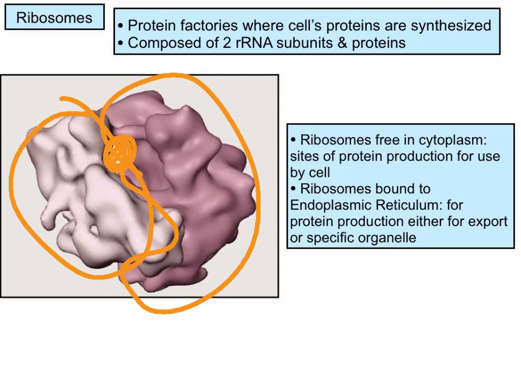Now, ribosomes can be either free in our cytoplasm, so floating around, and these generally are sites of protein production for use by the cell. So if the cell is going to use the protein, then generally it's made on ribosomes that are floating around in the cytoplasm. Or ribosomes can be bound to our endoplasmic reticulum, and these tend to be sites of protein production for either export or for a specific organelle within the cell.